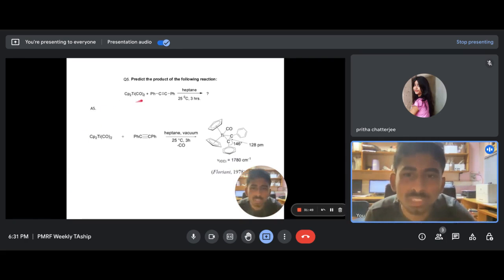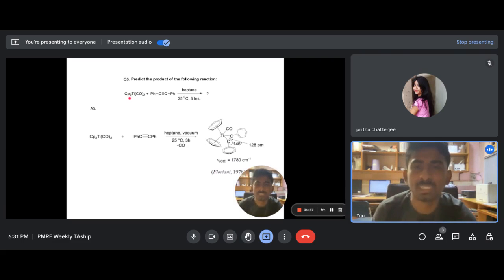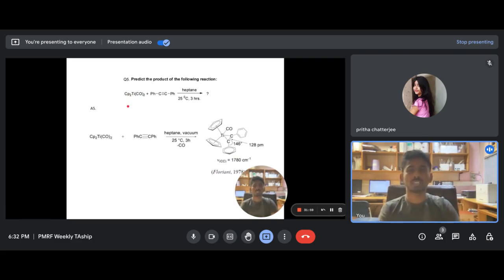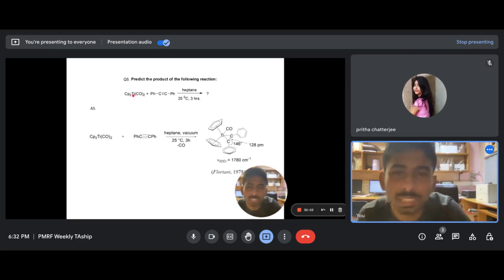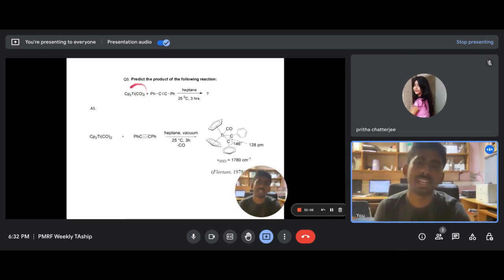The next example is Cp2Ti(CO)2. Titanium is in the +2 state. So titanium is a 2 electron system because the +2 state is 2 electron, and Cps are 6 electron donors. So 2 Cps are 12 electrons. 12 plus 2 is 14, and 2 COs will donate a total of 4 electrons. So it's an 18 electron compound. So this compound is treated with diphenyl acetylene in heptane solvent.